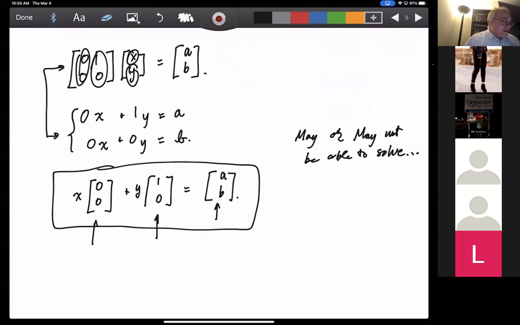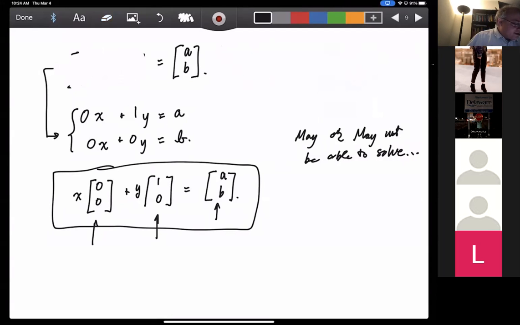All right, so let me just get rid of all this. So the point of thinking about the column space is when you have a linear system like this, you can alternatively think of what you're doing as trying to find a linear combination of the columns of your coefficient matrix to equal the vector on the right-hand side. That may or may not be possible.